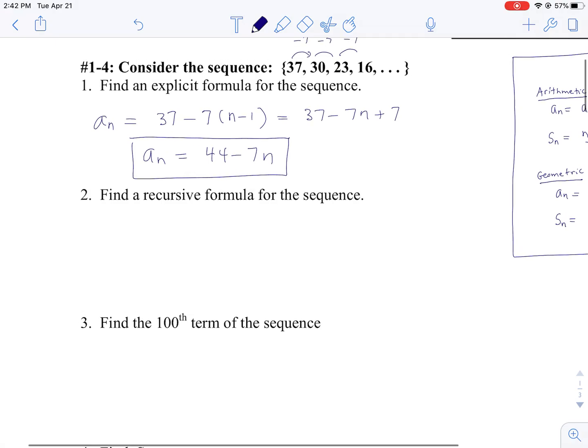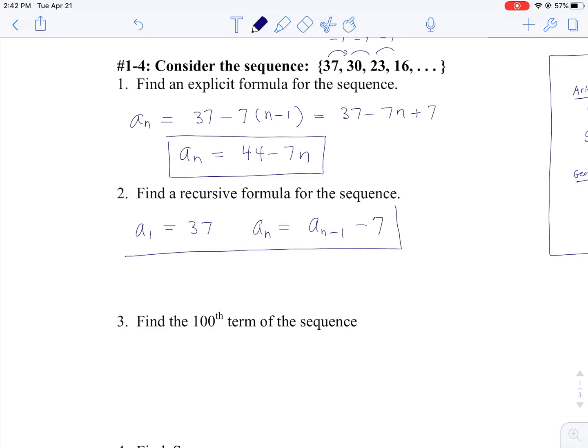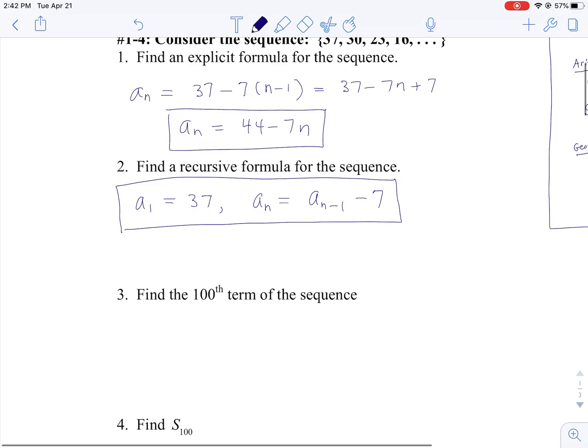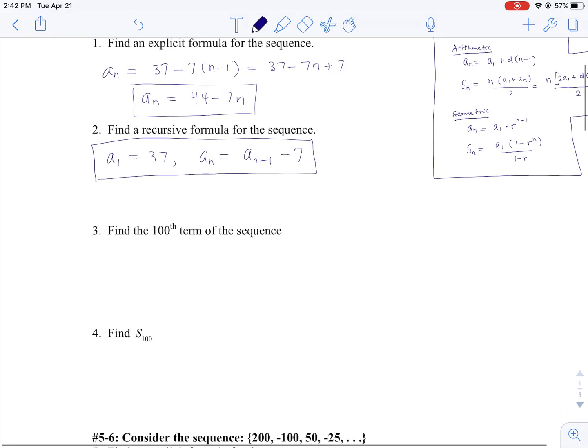Now, if you want to write that recursively, remember how recursive works. You have to give it a starting point. So we start at 37. And then to get any given term, I'm going to take the term before it, and I'm going to subtract 7. That's it. So a recursive formula has kind of a base step, and then it has a rule. There's really two parts to it.